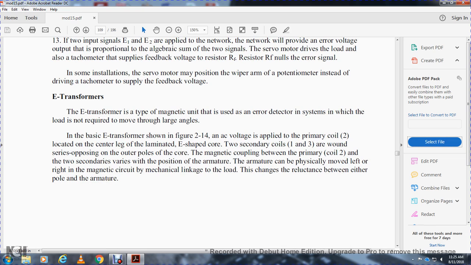All right, the basic E-transformer is a typical magnetic detector of a system in which the load is not able to move through a large angle. In the basic error voltage E-transformer, shown in figure 2-14, the AC voltage is applied to the primary coil located on the center leg of the laminated E-shaped core, with two secondary coils, 1 and 3, wound on the outer poles of the magnet. The coupling between the primary coil and the two secondaries varies with the position of the armature, which physically moves to the left or right with the mechanical linkage, changing the reluctance between either of the poles and the armature.